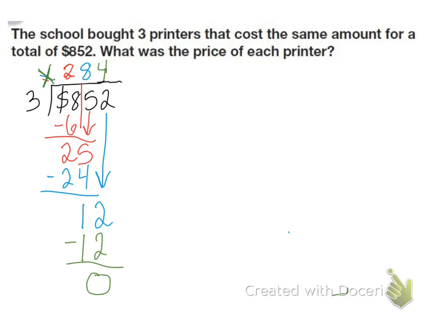I know I'm finished when I have no more digits to bring down and when my remainder, either I have a remainder or my answer ends with a 0. Okay, so my answer is $284 was the price of each printer.